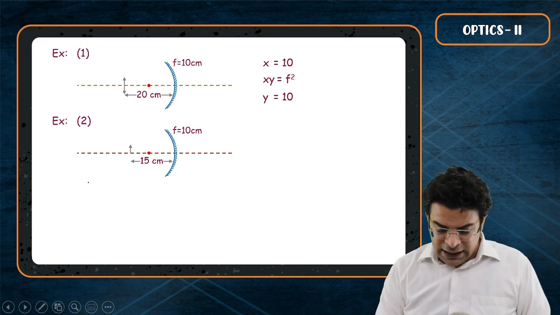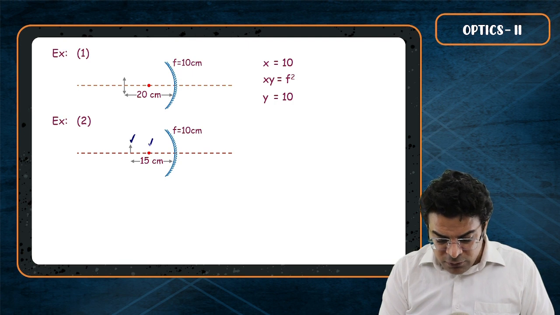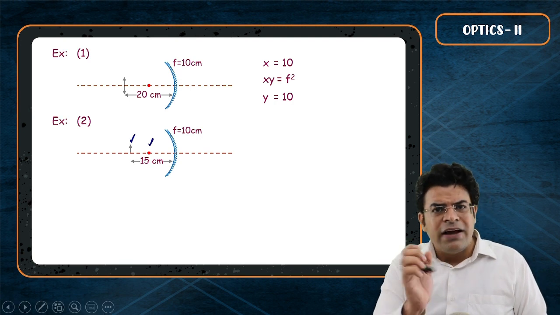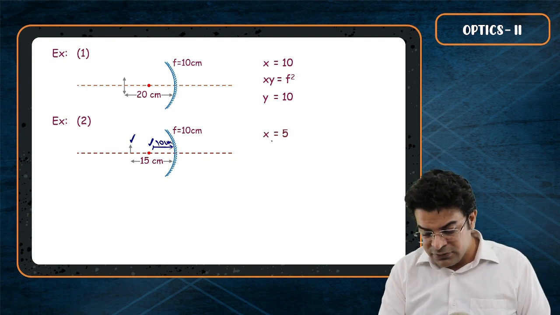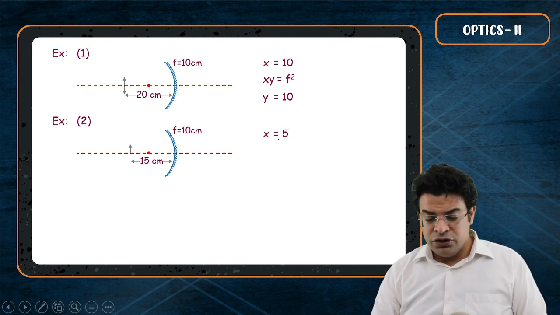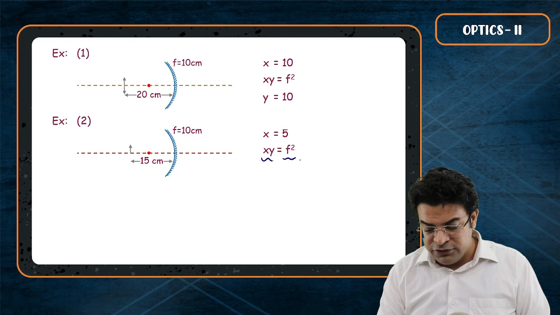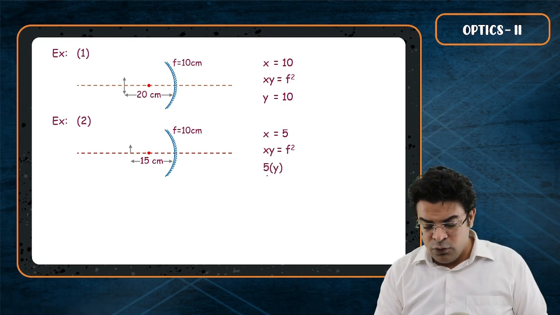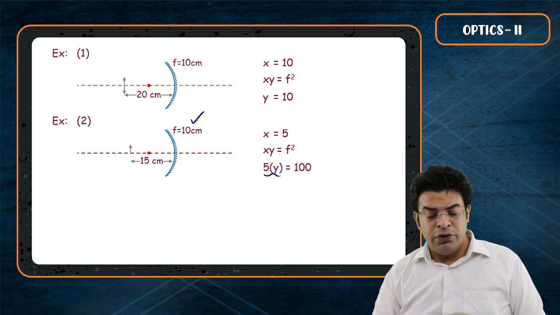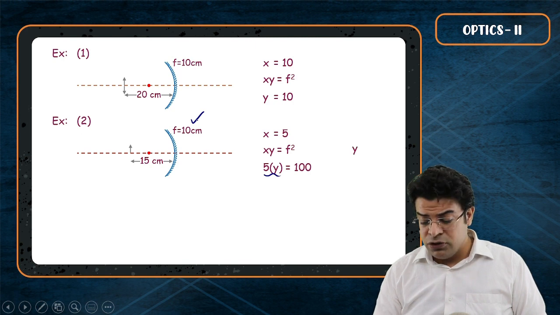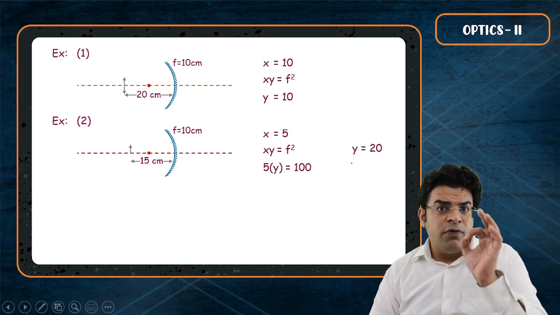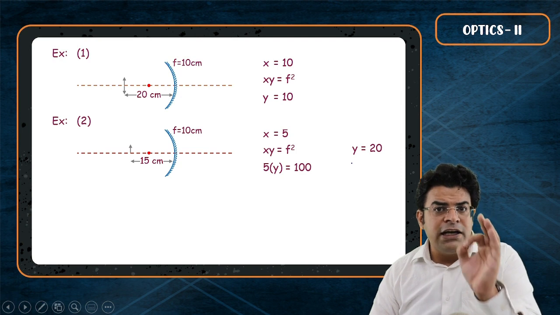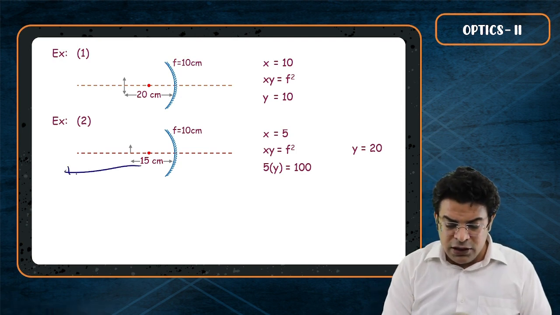So I will say that the distance of the object from the focus will be 5 centimeter because the focal length is 10 centimeter. So x is 5 centimeter. Using xy equals f square, I will say that 5 into y equals 10 square, that is 100. So y comes out to be 20. So the image will be formed at a distance of 20 centimeter from the focus. This way 20 or that way 20.